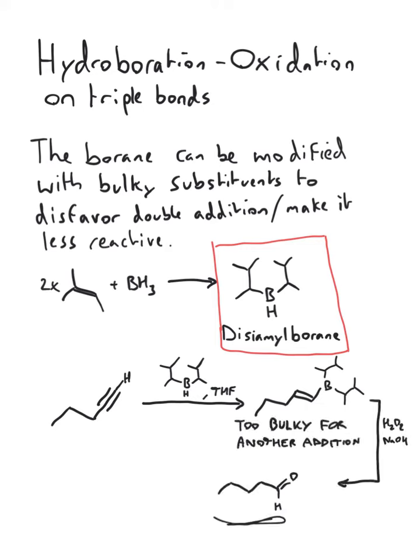Well, if we have two equivalents of an alkene reacting with a borane, we can make this diisoamylborane. Notice that it only has one hydride left. It's also very bulky. So if we now were to react this reagent with a triple bond, the bulk will prevent a second addition to the terminal alkyne, and therefore we end up with this borane at the end, which we can then replace with the hydrogen peroxide to give us our aldehyde.